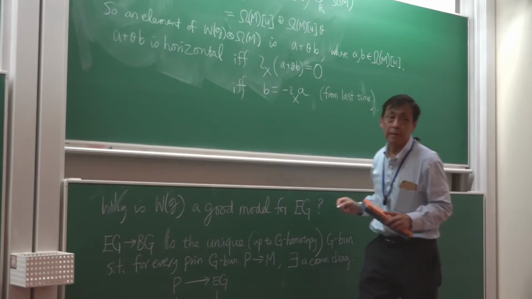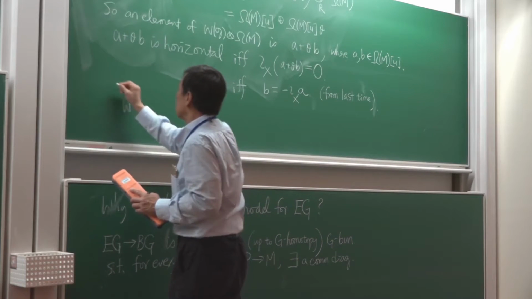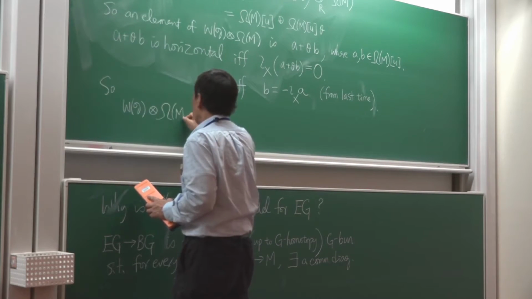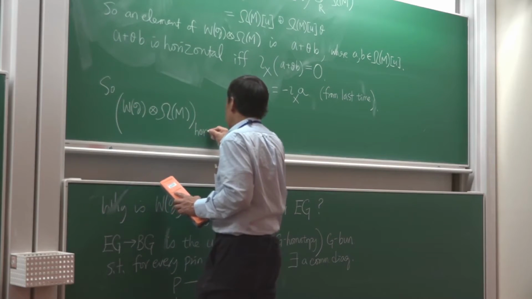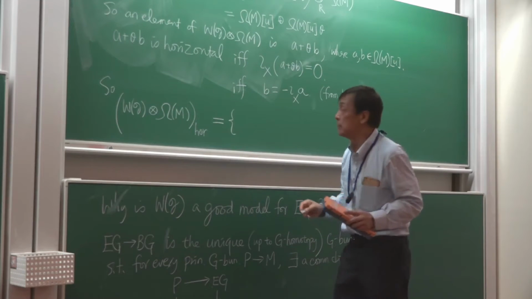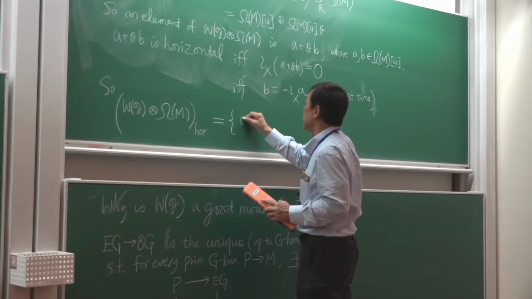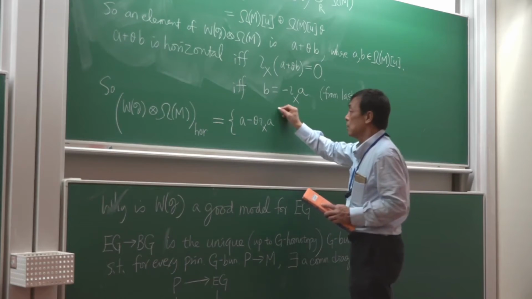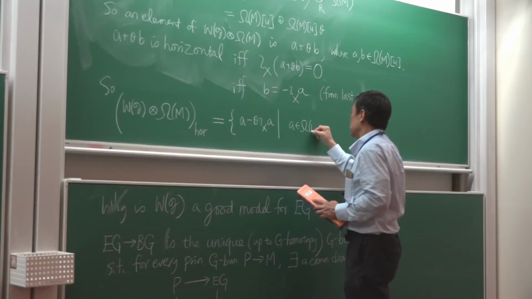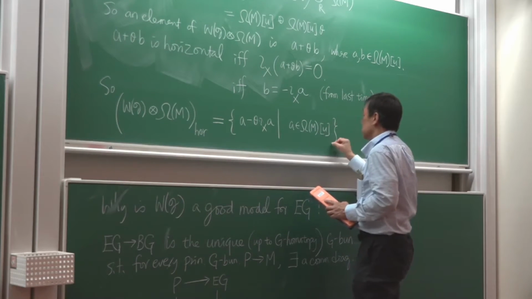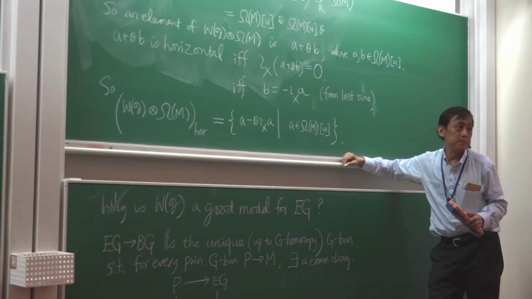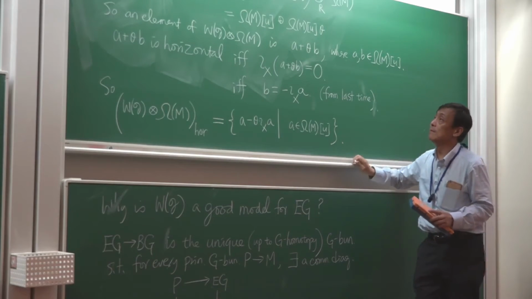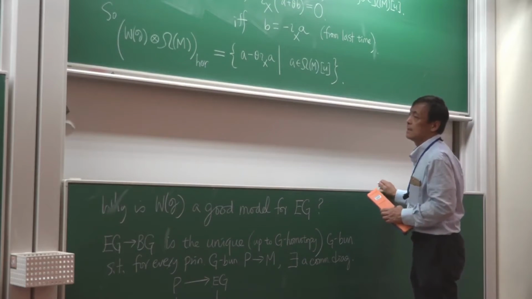Okay, so that says that the horizontal elements of the tensor product consist of all elements of the form A minus theta I_X A, where A is a polynomial in U with coefficients in the forms. Okay, that's the horizontal elements.